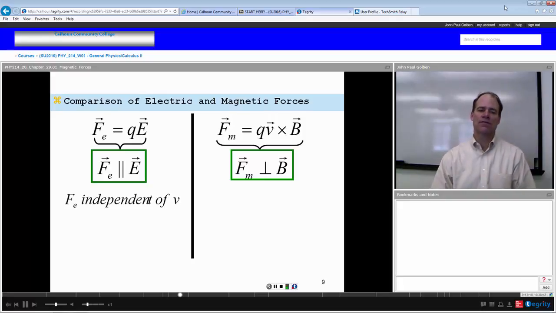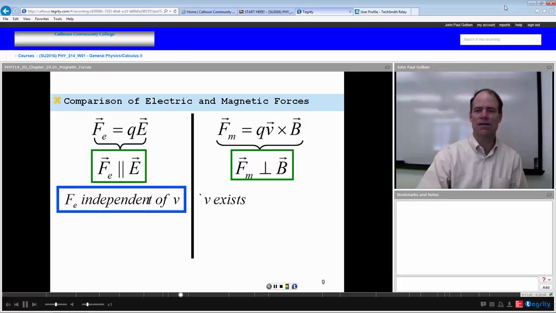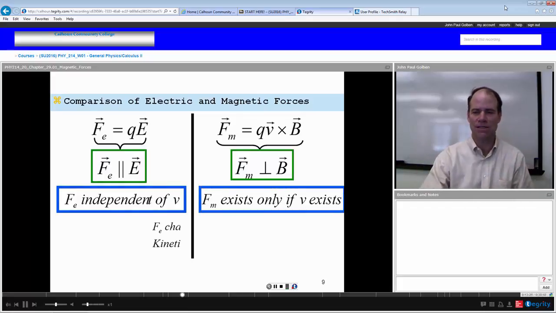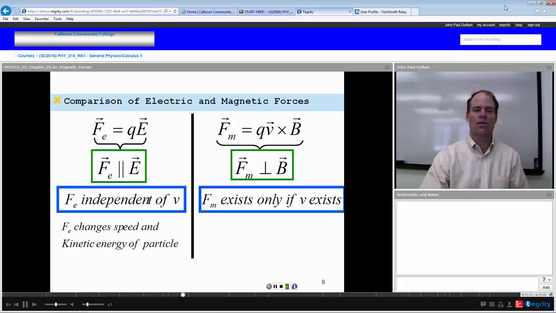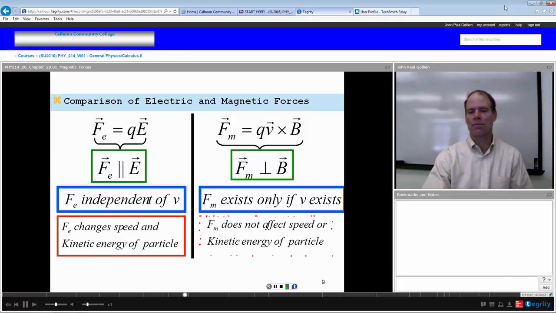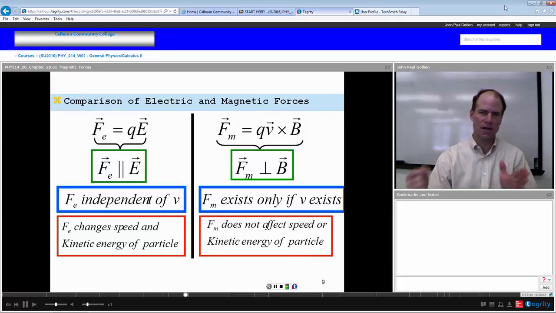For an electric field, the force is independent of the velocity. For a magnetic field, it only exists if the velocity exists, and it's actually proportional to the value of the velocity. For an electric field, it changes the speed and kinetic energy of the particle because it's acting in the same direction that the particle is moving. For a magnetic field, it does not affect the speed because it's always perpendicular to the direction that the particle is moving, and hence it can't change the kinetic energy of the particle either, because it can't change the magnitude of the speed. It can only change its direction.